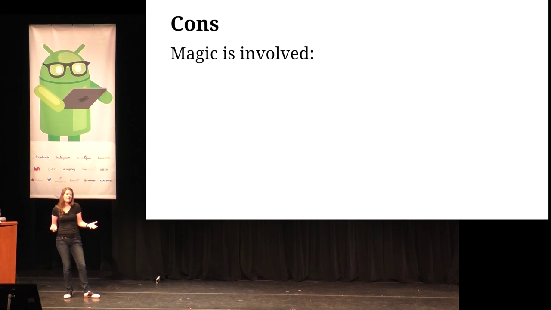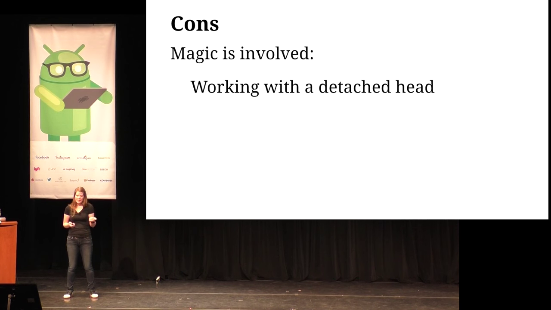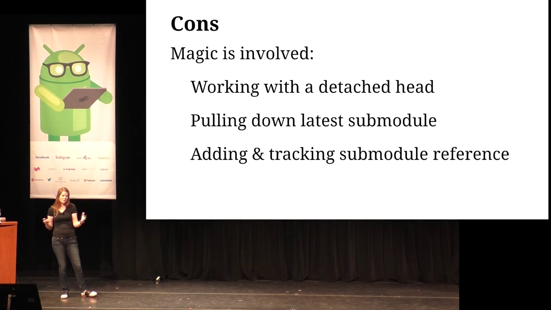The major con is that magic is involved. So git submodules are kind of confusing, and once you get the flow, it's not too bad, but it is kind of a ramp up. You have to get used to working with a detached head. You have to remember to pull down the latest submodule. I can't tell you how many times I've been working on a team where we've been banging our head against the wall because something's not working, and then we're like, oh, we checked out this branch, but we forgot to run git submodule update. That's why nothing's working. And then adding and tracking submodule references is tricky.